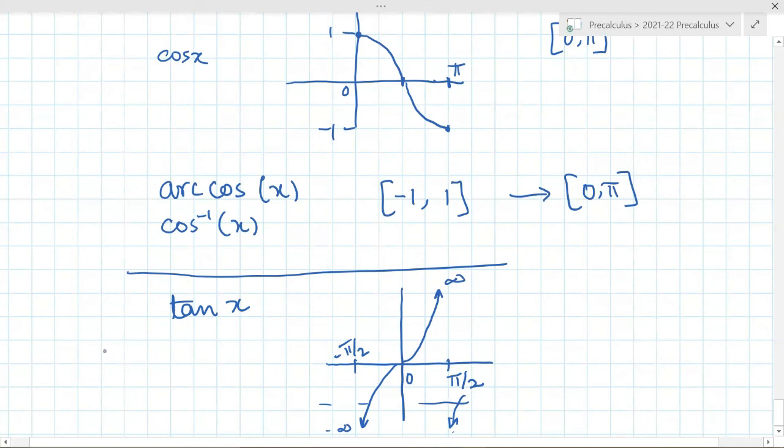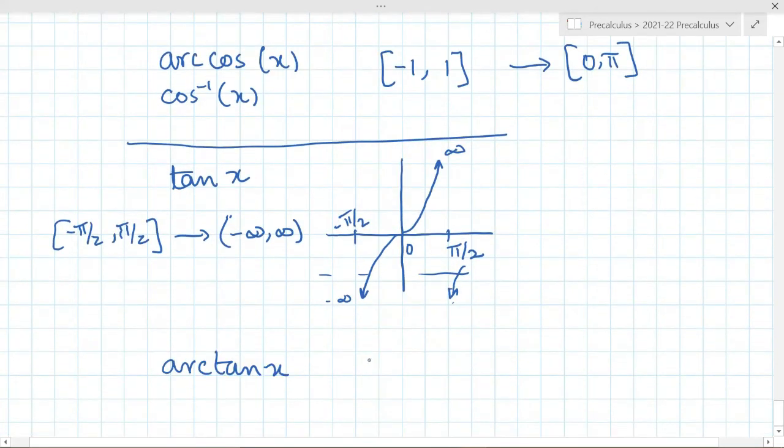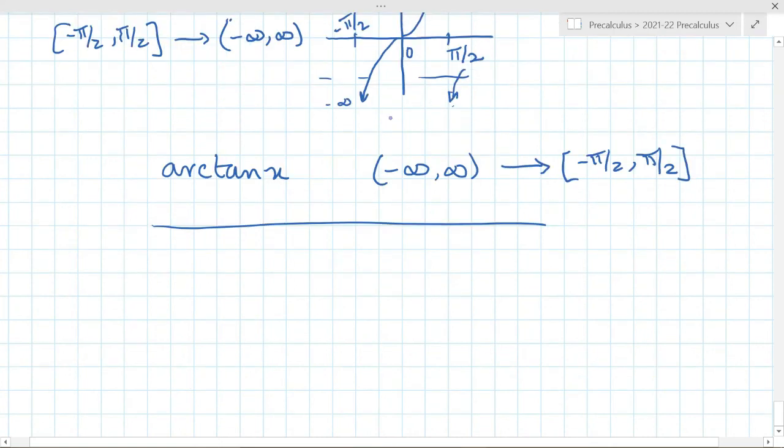So tan x in the restricted domain will go from negative pi over 2 to pi over 2, and the range will be negative infinity to infinity. So arctan will go from negative infinity to infinity as the domain, and then the range will be... So cotangent will work like that.